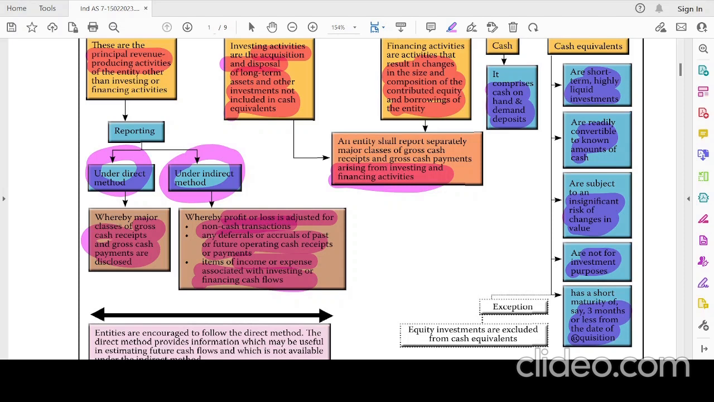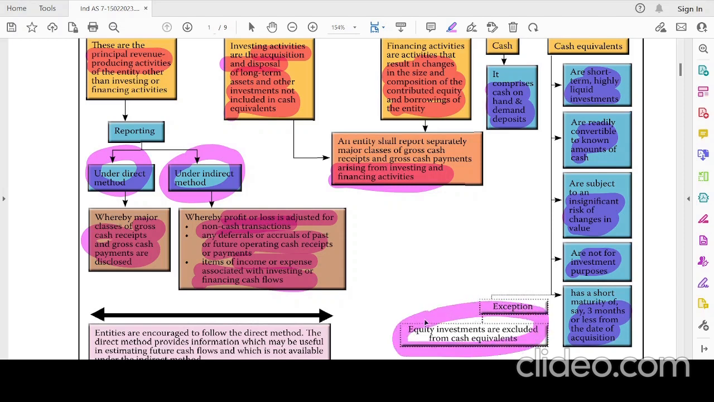Answer is no, because from the date of acquisition till the date of maturity, the period is greater than 3 months. So any asset will be classified as cash and cash equivalent only when from the date of acquisition till the date of maturity, the period is less than or equal to 3 months. For example, if I have an FD which is maturing in 60 days, then such FD will be known as cash equivalent. Exception. Equity investments are excluded from cash equivalents.